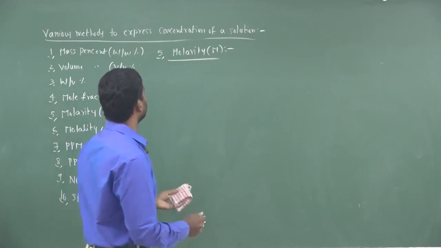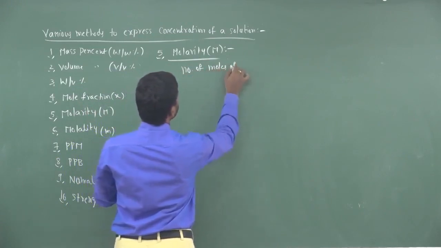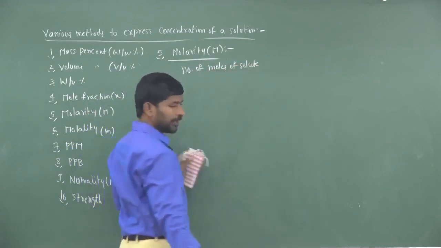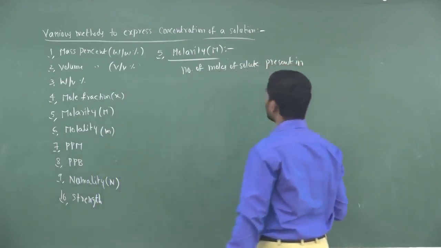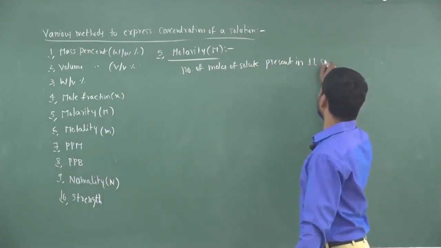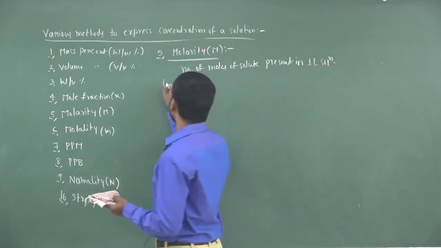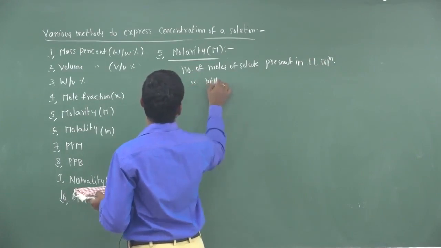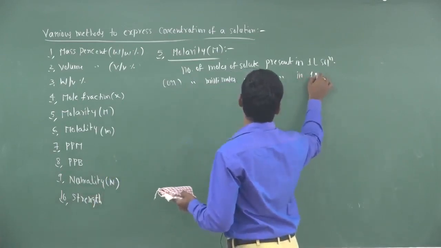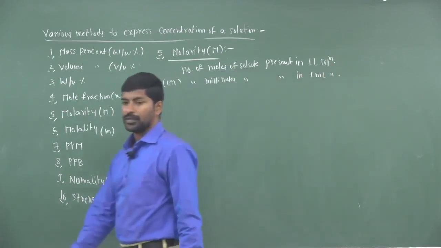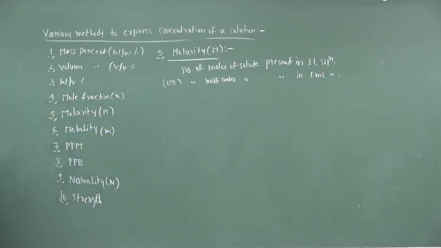Write the definition. It is the number of moles of solute present in 1 liter solution, or it is the number of millimoles of solute present in 1 ml solution.